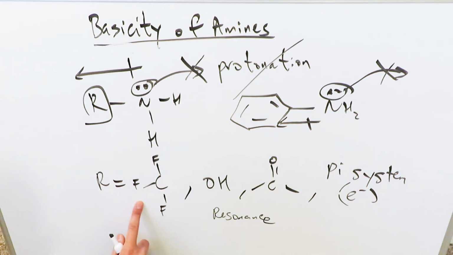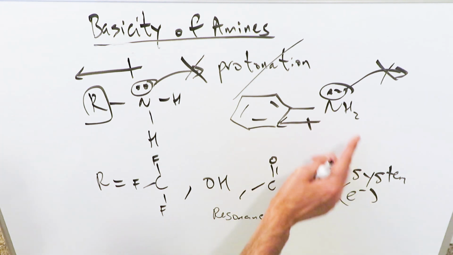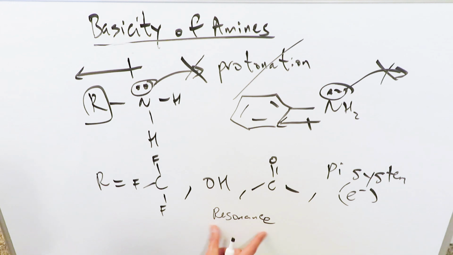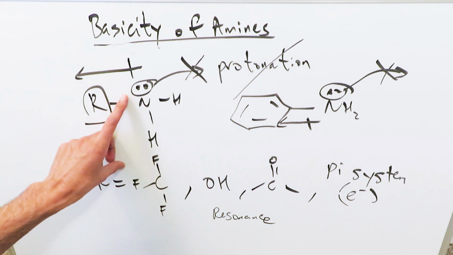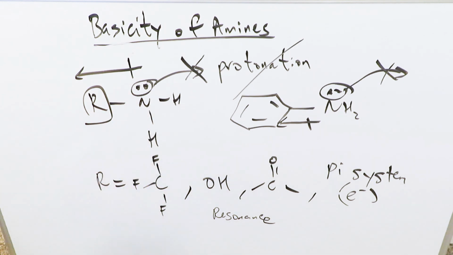When you have electron withdrawing groups, oxygen atoms, carbonyl compounds, pi electron systems like aromatic compounds, you can have resonance. All of these lessen the likelihood of your amine acting as a base, and more likely it doesn't act as a base, it acts neutral, or it may act as an acid.